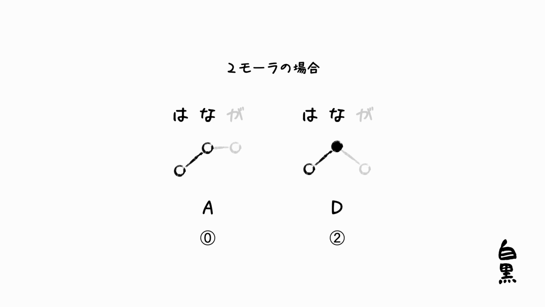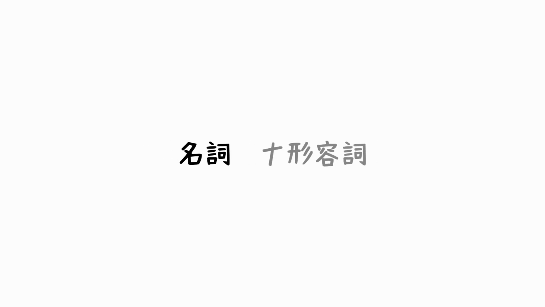So if you have watched it already, you should know which one is the word for flower and which one is for nose. Another point that makes pattern D unique is that in Japanese, verbs and adjectives do not have pattern D pitch accent. Also, there are not many pattern D na-adjectives. So in this video, we're going to mostly focus on nouns.